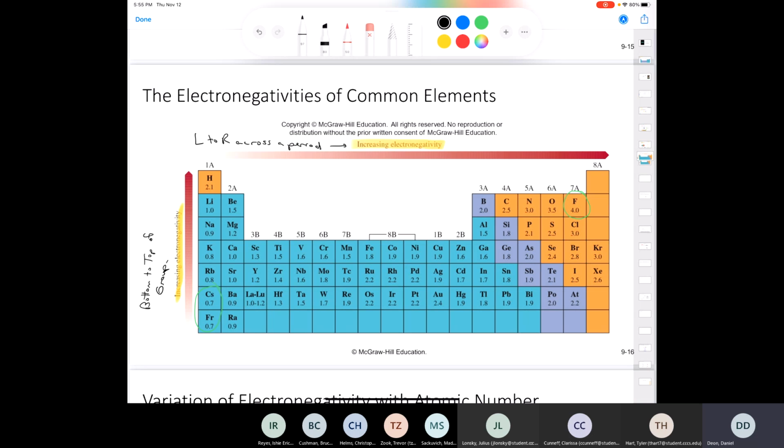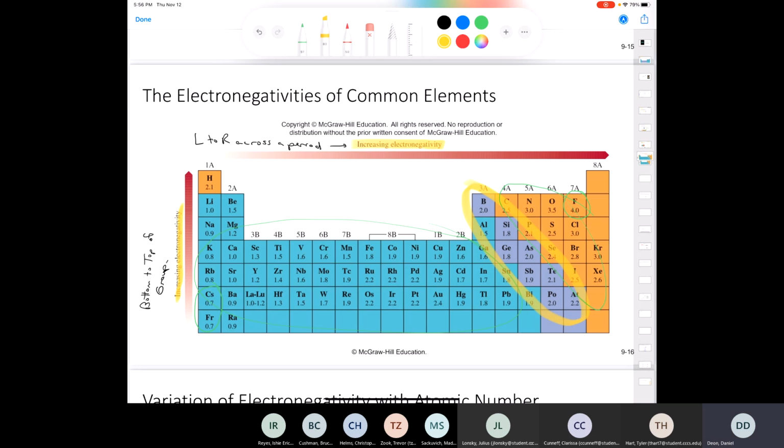What else do we see here? We see that the electronegativities of nonmetals are generally much higher than those of metals. And you see that the metalloids are somewhere in between.